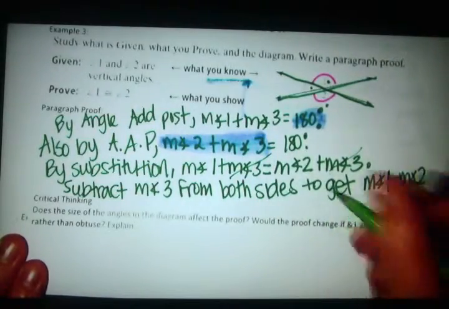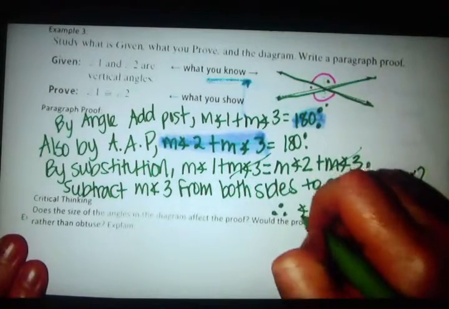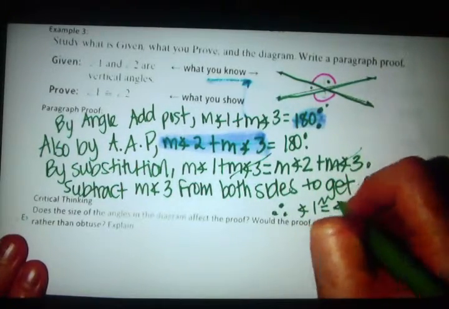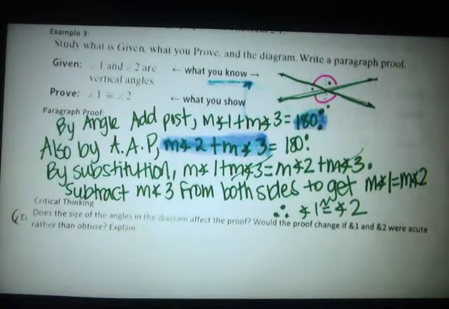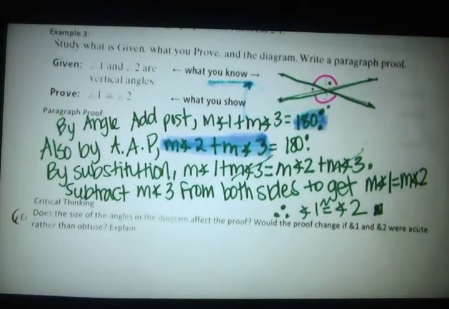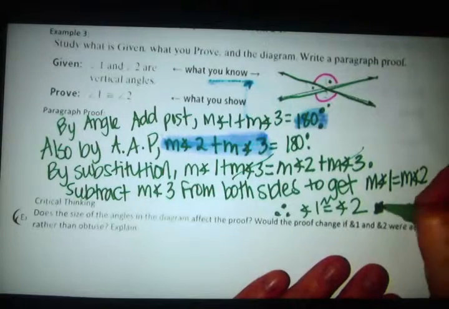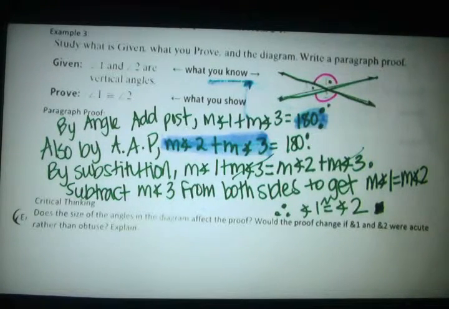Okay, so therefore, if the measures are the same, they're congruent. Angle 1 is congruent to angle 2. Okay, and we're done with our proof. I know it's really weird, but when we're done with our proof, you fill in your box. You're going to learn a lot of proof language. Therefore, done. So you can do that if you want, or just put a period, so I know you're done. Either way, it's all good.